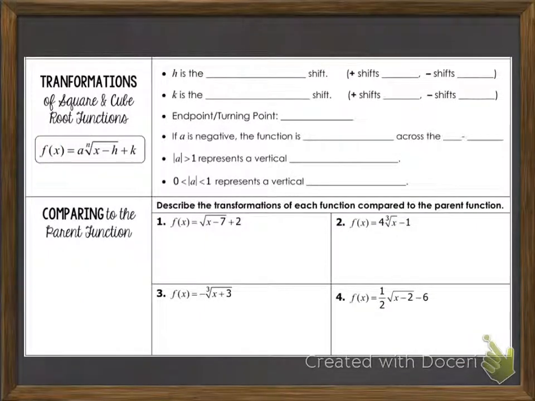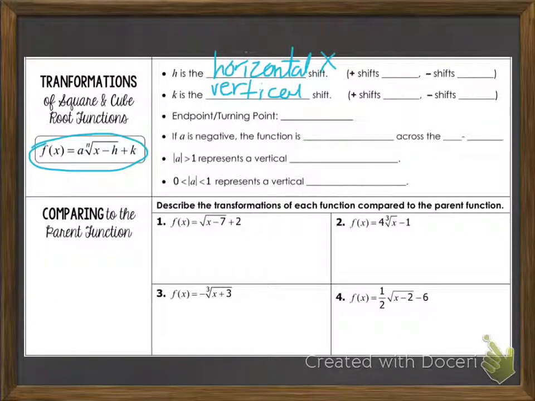So now let's talk about the transformations of these. So we're looking at this function right here, and we're going to fill in all these blanks. So the h represents a horizontal shift. Horizontal. There we go. And that would be along the x-axis. k is the vertical shift. Vertical shift, which happens along the y-axis.